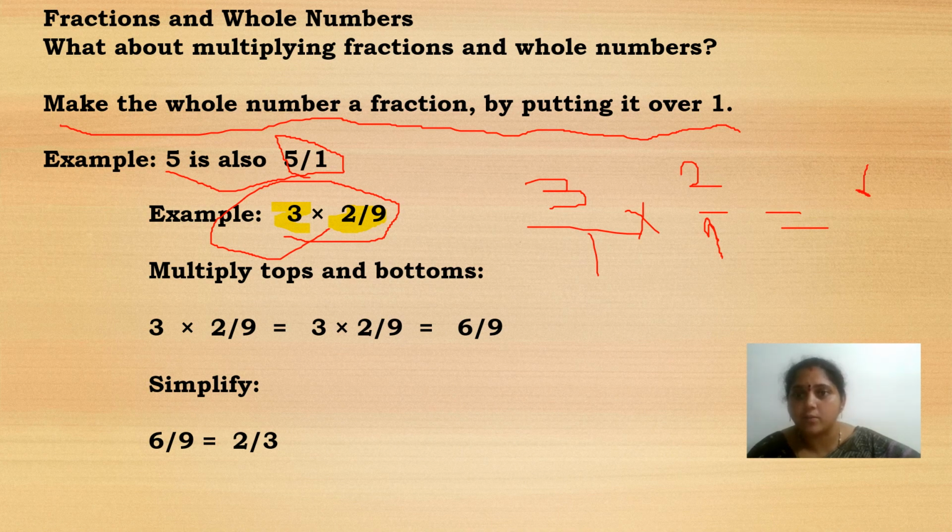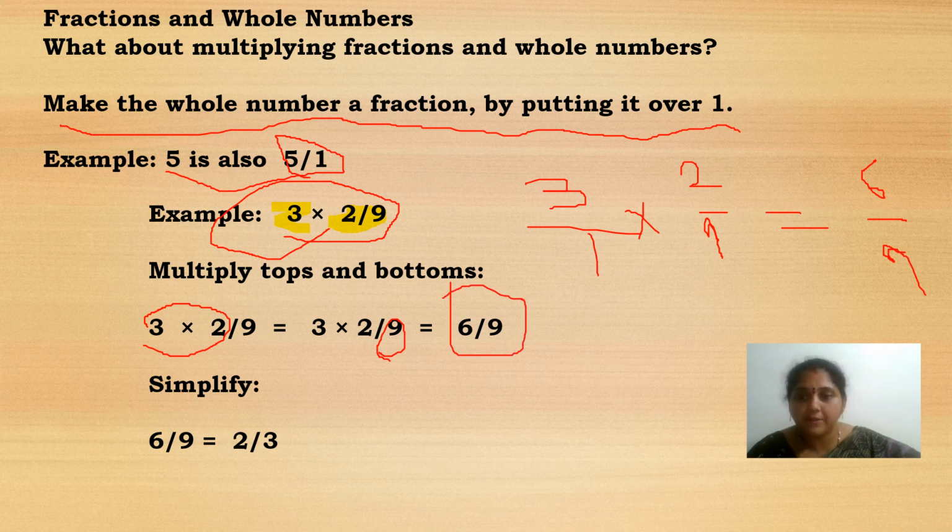This is how I am going to do it when I see a whole number part and a fraction part in multiplication. Or else, directly multiply both numerators and you will have a single denominator. Write that single denominator here. Your answer is 6 by 9.